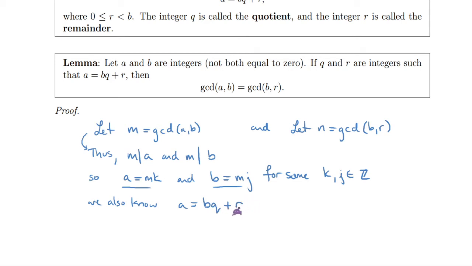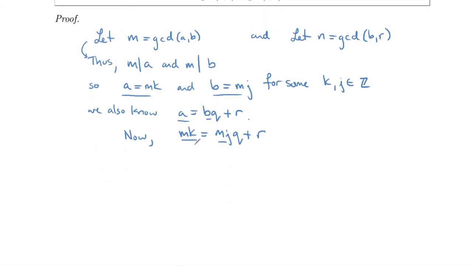Okay. So what can I do here? Well, I can substitute. So now a is equal to mk and b is equal to mj. So I can write mk is equal to mj times q plus r, right? So just substituting for a and b here. Okay. Now, what do you notice? Well, I actually have two terms that have a factor of m in them. So what I can do is subtract this over.